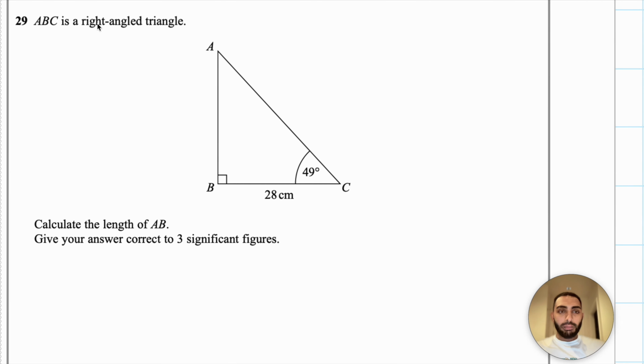Question 29. ABC is a right angled triangle. Calculate the length of AB, give your answer correct to 3 significant figures. I'm trying to find a length, and I have a right angle triangle, and I have a side and an angle, so that means I'm going to be using some trig here. I'm trying to find this side over here, AB. First thing I'll do is I'll label my sides.